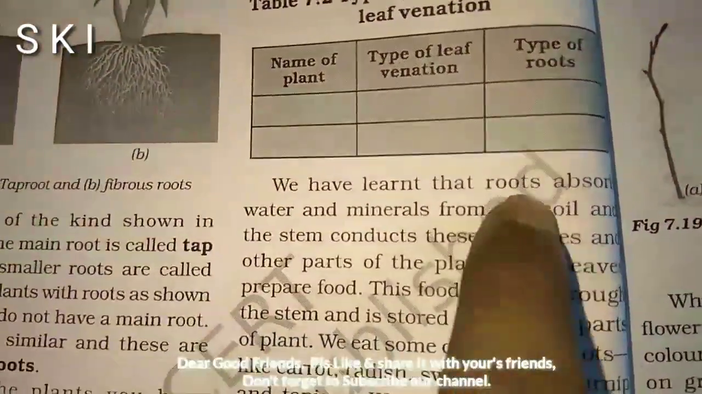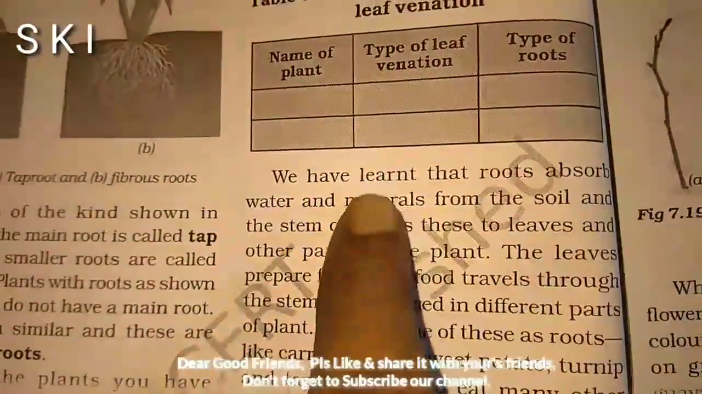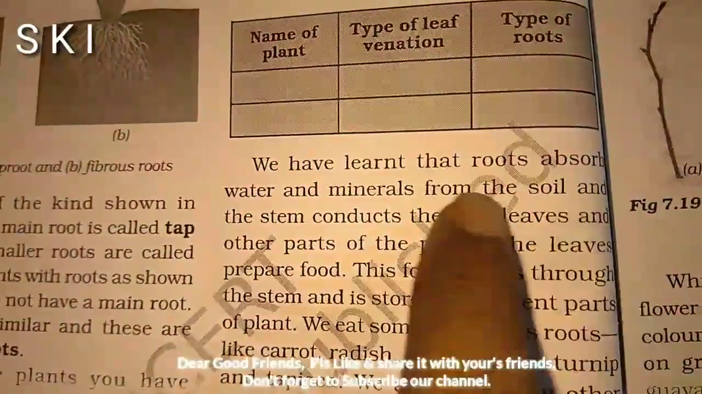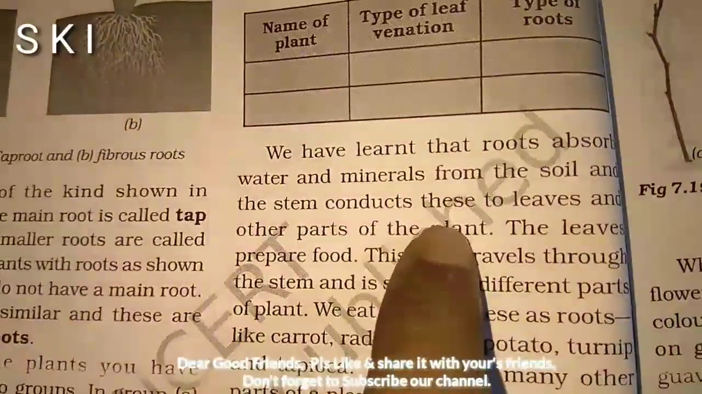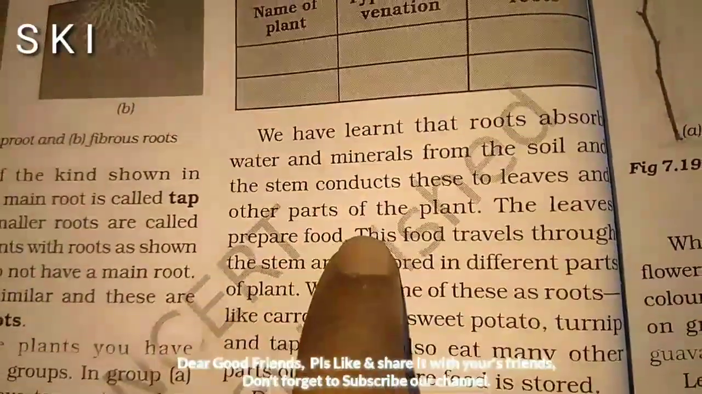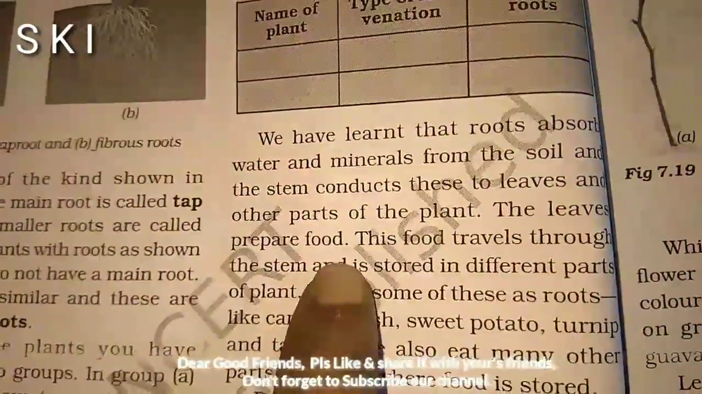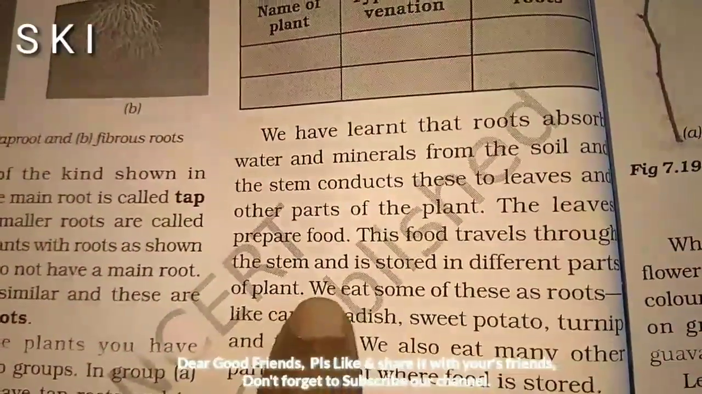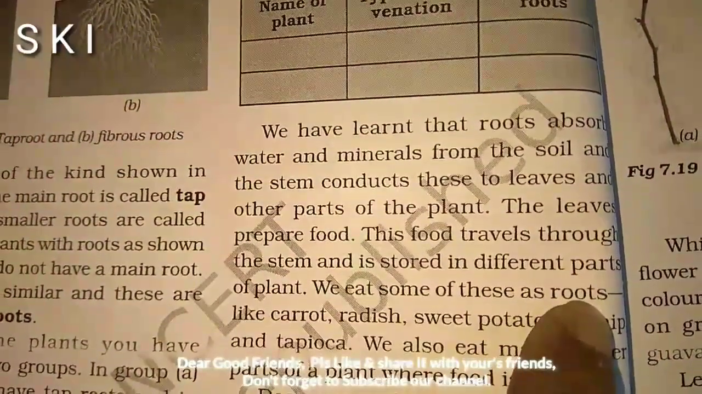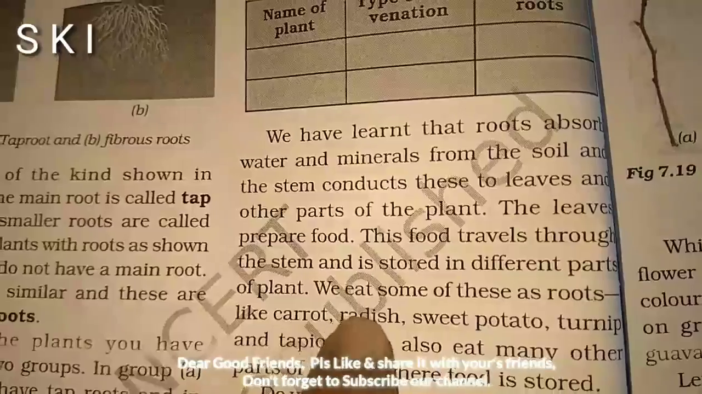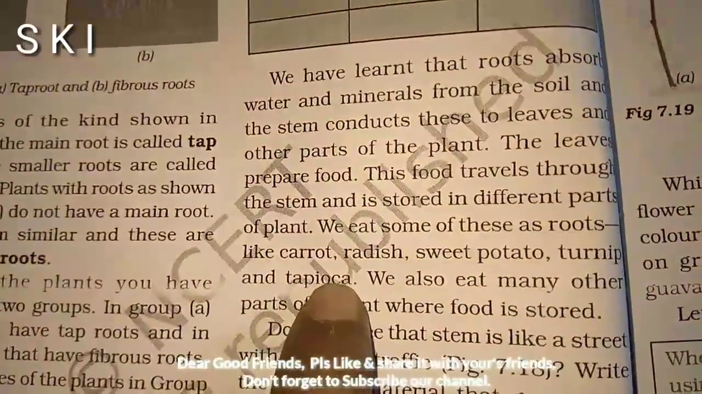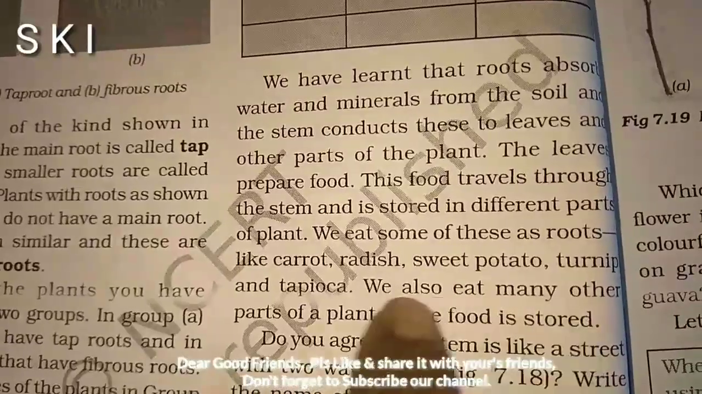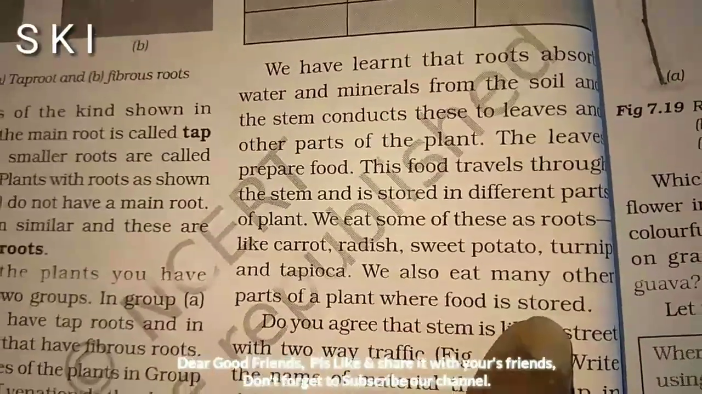We have learned that the roots absorb water and minerals from the soil, and the stem conducts this to leaves and other parts of the plant. The leaves prepare food. This food travels through the stem and is stored in different parts of the plant. We eat some of these roots like carrot, radish, sweet potato, turnip, and tapioca. We also eat many other parts of the plants where food is stored.